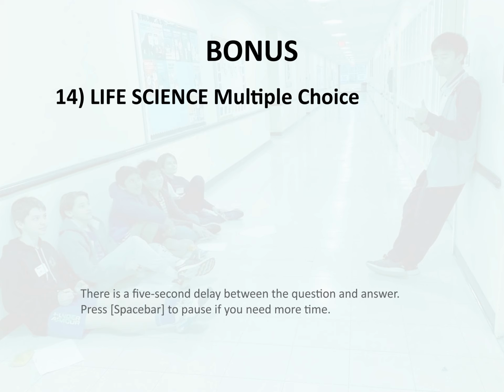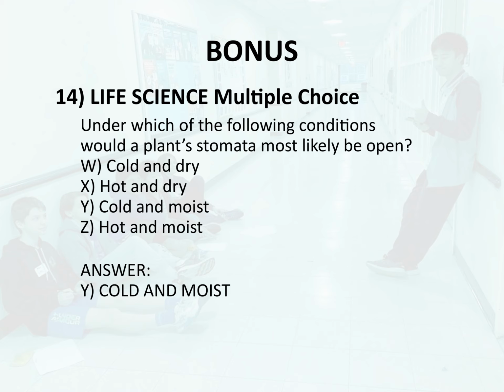Bonus 14. Life science. Multiple choice. Under which of the following conditions would a plant's stomata most likely be open? W. Cold and dry, X. Hot and dry, Y. Cold and moist, Z. Hot and moist. Answer: Y. Cold and moist.